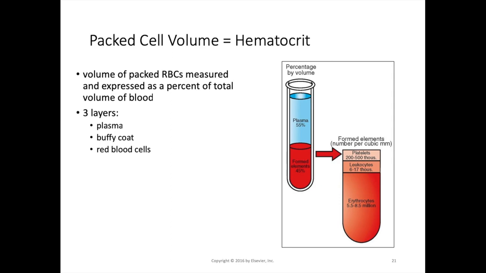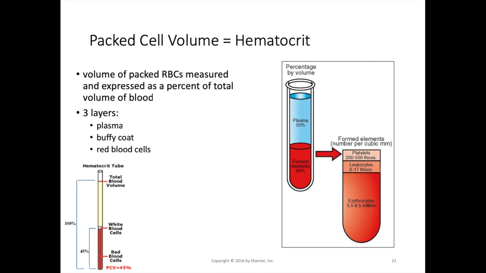There are three layers: plasma, buffy coat, and red blood cells. So if we're looking at what we're actually measuring, right here on the bottom left is an example of a microhematocrit tube. So we fill it with blood, which is a skill in its own, and we pack one end with this kind of putty so that the blood doesn't escape the tube. We put it in a centrifuge, which spins it at a very, very high rate, very forceful, very fast, and it pushes all the red blood cells to one end and maintains the serum on the other end.